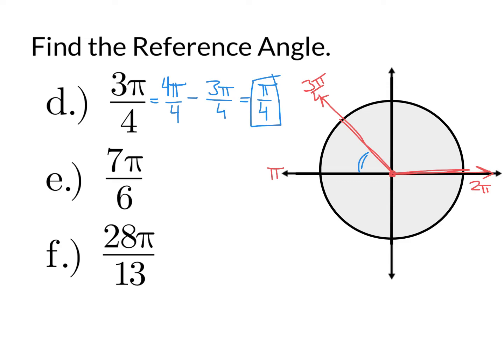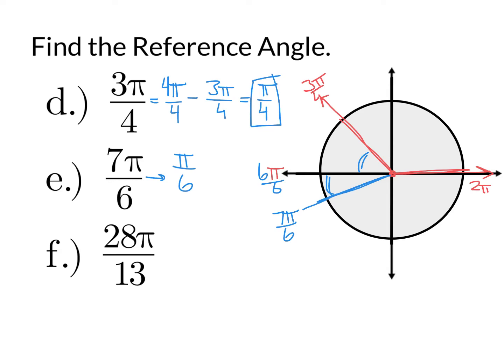For 7 pi over 6, that's more than 1 pi, because 1 pi would be 6 pi over 6. So 7 pi over 6 is down here. Like we said, pi is 6 over 6, so that reference angle must be 1 pi over 6. 7 pi over 6 minus 6 pi over 6.